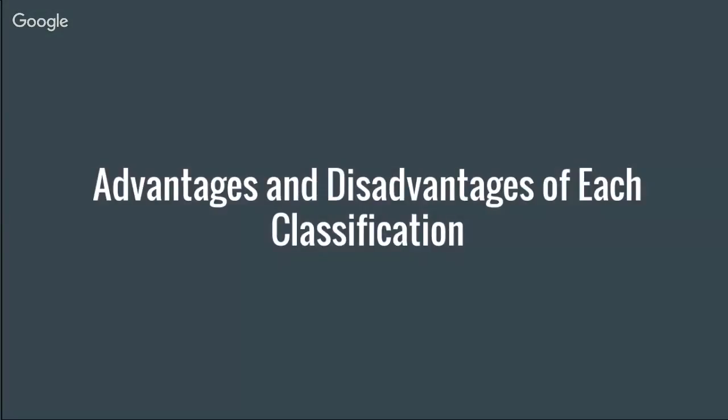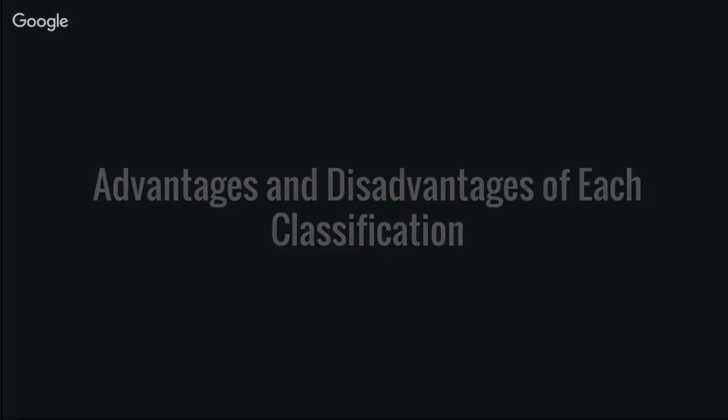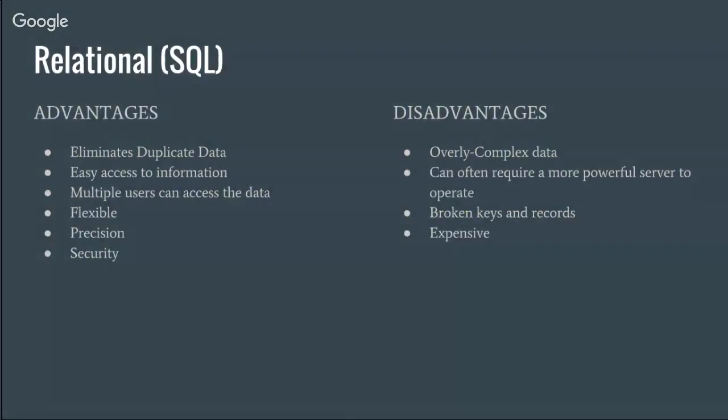Now let's go over some of the advantages and disadvantages of relational and non-relational databases. Starting with some advantages of SQL databases. These advantages include the elimination of duplicate data. They allow for easy access to information in one place. Multiple users can access the data from secure points with the proper credentials. And these databases are also very flexible, precise, and secure due to the SQL that is utilized to gather and organize the data that is stored within the database.